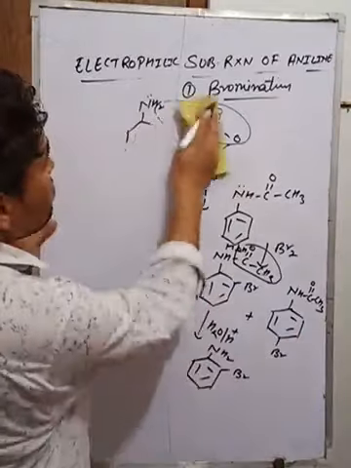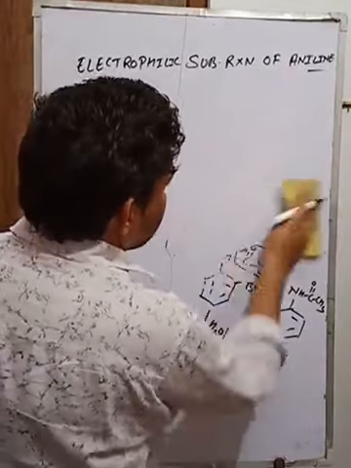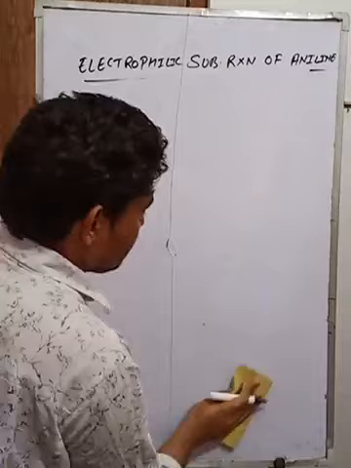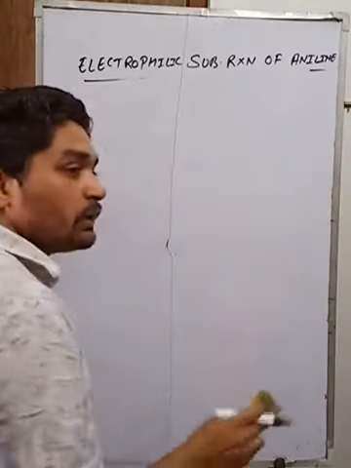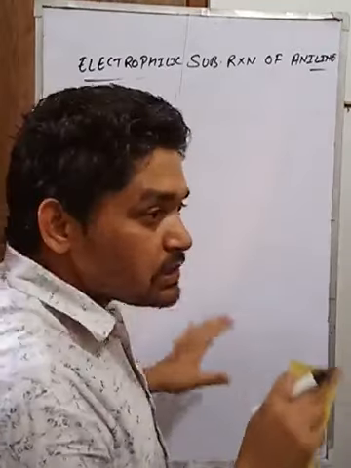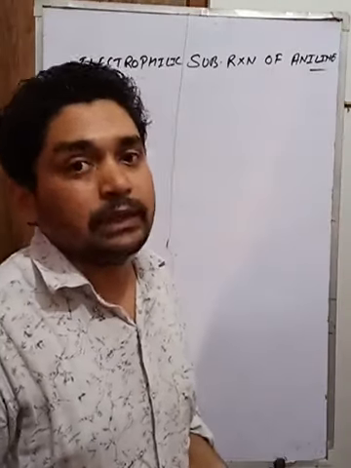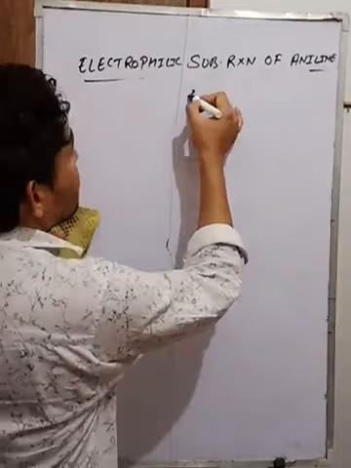Next is the nitration of aniline. This was the bromination, and in bromination, if we want to get ortho and para products, aniline first undergoes acetylation, then bromination. Second is the nitration.